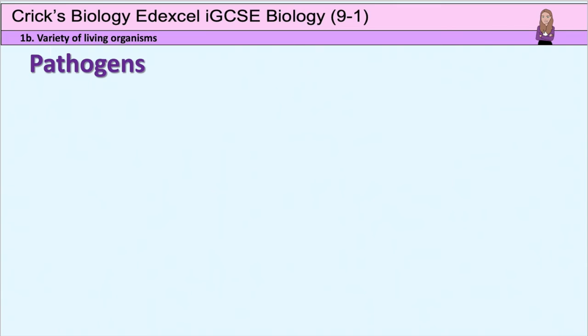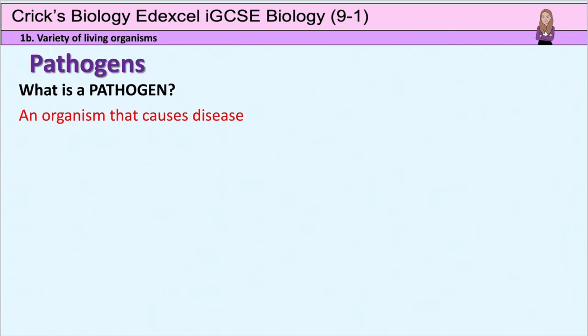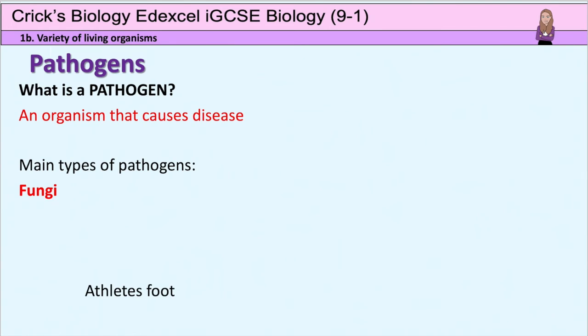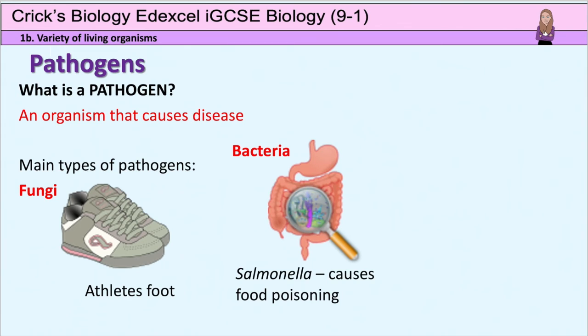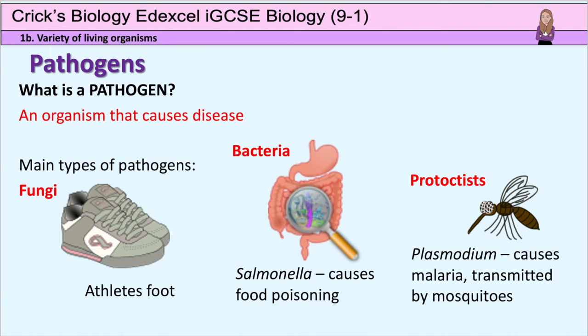To finish off, we need to look at pathogens. But what are pathogens? They are organisms that cause disease. The main kingdoms that contain pathogens are fungi, for example, athlete's foot. You may be prone to this if you do not wear socks in your trainers, as the fungus that causes athlete's foot likes warm, damp, dark areas to grow, like in sweaty trainers. Bacteria, such as salmonella, which causes food poisoning. Protoctists, like the one we previously mentioned, which is transmitted by mosquitoes. The plasmodium, the organism, causes malaria.